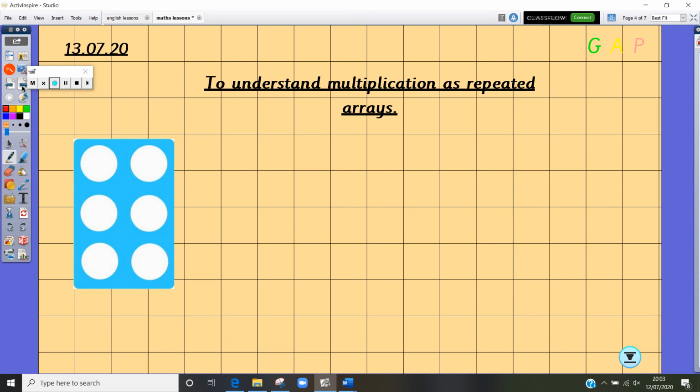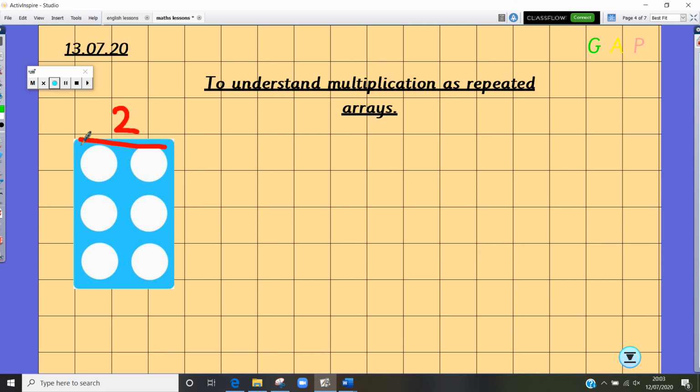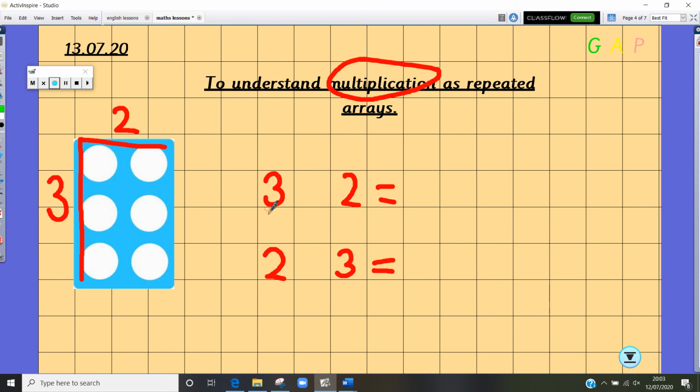Let's have another look at that with a different piece of Numicon. So this time I've got a 6th piece of Numicon. So across the top, I've got groups of 2, and going down the side, I've got groups of 3. Okay, so I know the 2 numbers I need to work with today are 3 and 2. So 3 and 2 equals, and 2 and 3 equals. Okay, the only thing that's missing from here is my multiplication, because don't forget we're doing multiplication in today's lesson. So my multiplication sign, or my times sign, so 3 times 2.